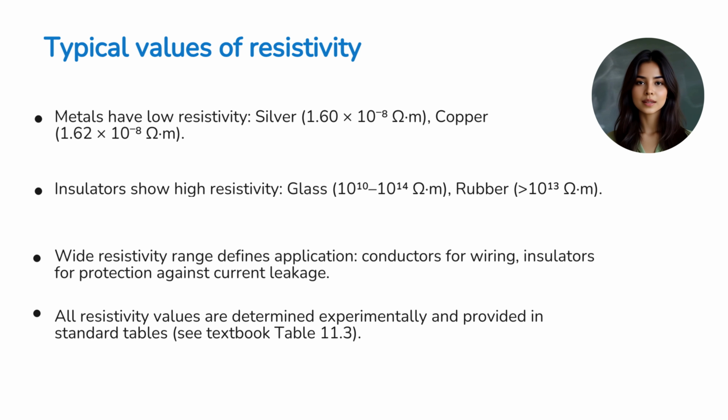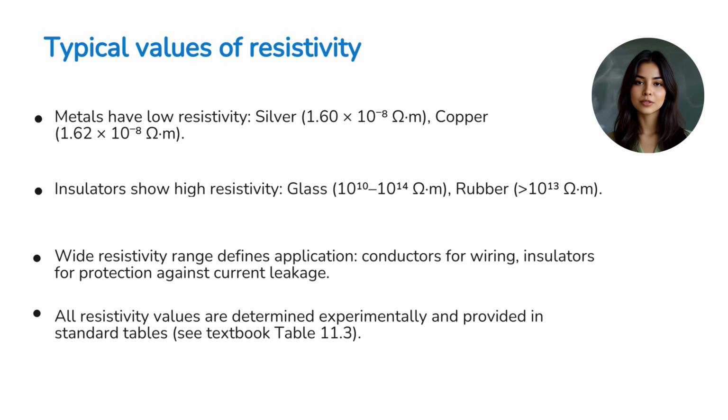For example, silver has a resistivity of 1.6 times 10 to the power minus 8 ohm meter, and copper is right behind at 1.62 times 10 to the power minus 8 ohm meter. That's why metals like copper and silver are our top choices for wires. They barely resist electricity. Now, let's jump to the opposite side, insulators.